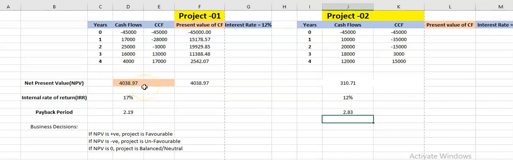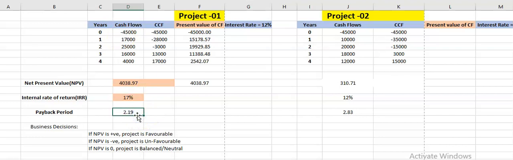We study this calculation. The net present value of project 1 is greater than project 2. It means project 1 is worth more than project 2. We should go for project 1 on the basis of the net present value calculation. For the internal rate of return, project 1 gives us 17% and project 2 gives us 12%. Obviously 17% is higher, so we go for project 1.